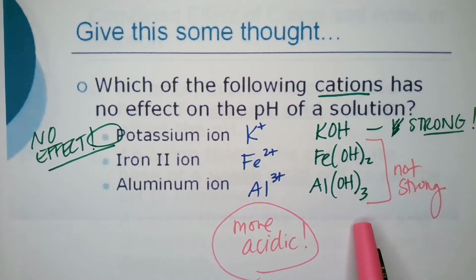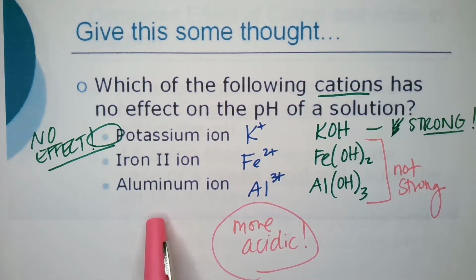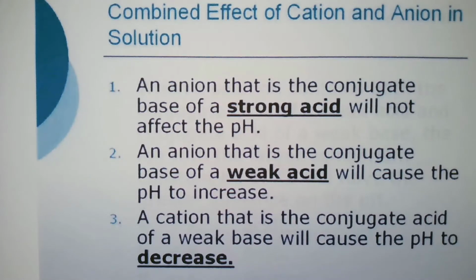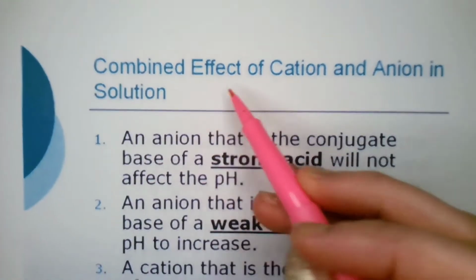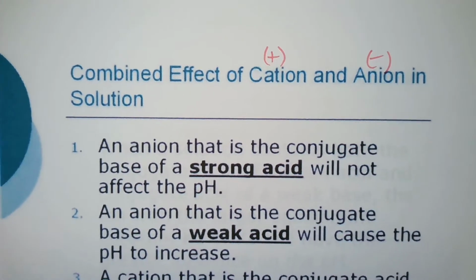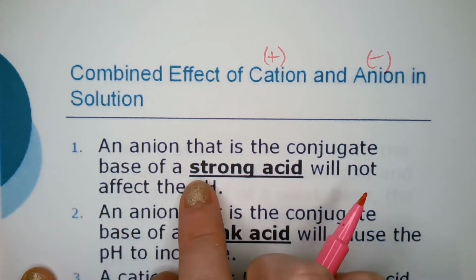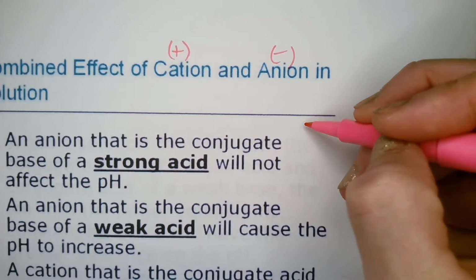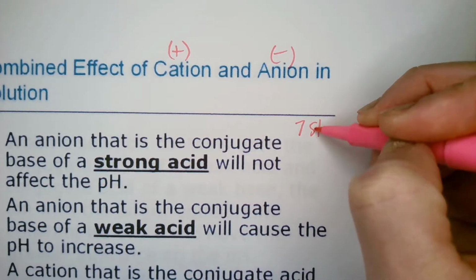So on the number line, adding hydronium ions makes it more acidic, which makes it decrease on the number line. More acidic means lower numbers, as opposed to a more basic solution. So this is kind of a summary page, looking at the combined effect of our cations and our anions in solution. An anion that is a conjugate base of a strong acid will not affect the pH. And if we think back, we just talked about our 7 strong acids.